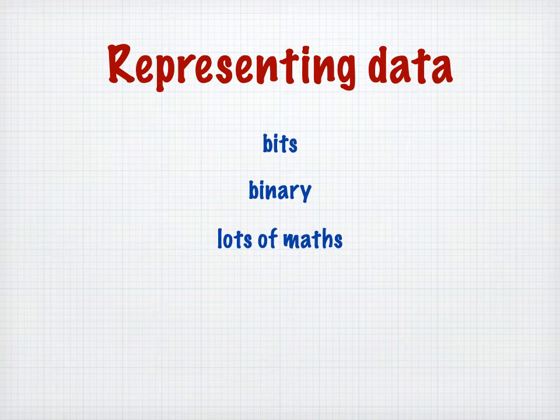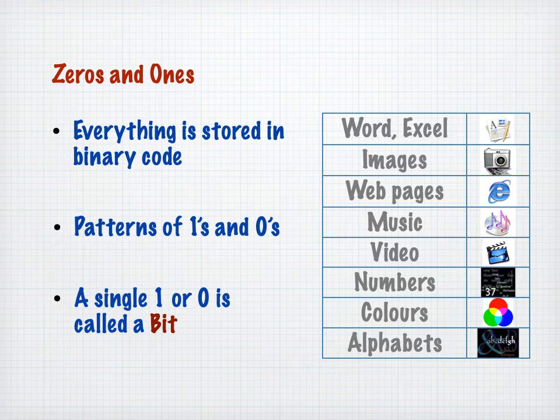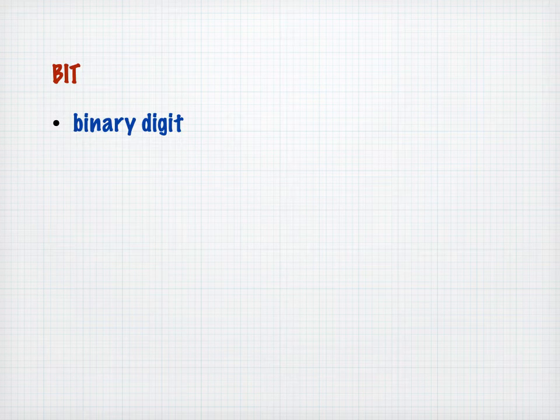So we know that data inside the computer system is represented in bits and binary. So I'm just going to talk a little bit more about that representation of data. We know everything is stored in binary code. It doesn't matter if it's Word, Excel, documents, images, music, video, whatever they are. And we know that those patterns of ones and zeros are called a bit, which is short for binary digit. That's where the BI and the T comes from in bit.